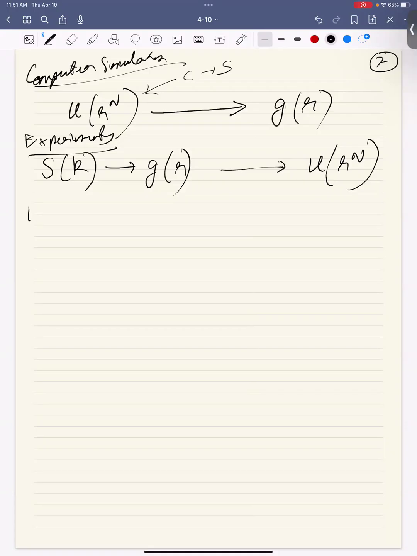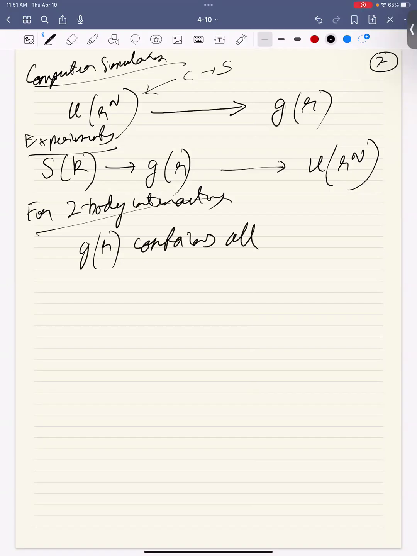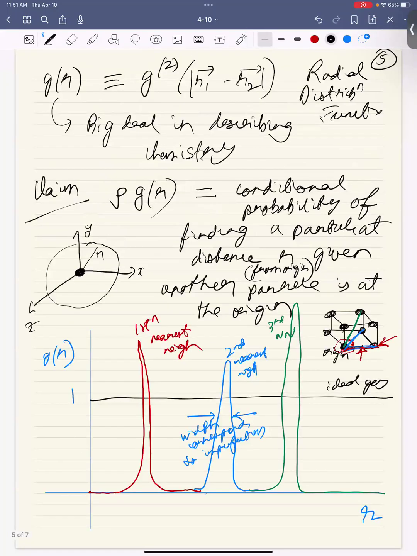So for two body interactions, if a system had only two body interactions, G of R contains all thermodynamic information, which is kind of awesome. And we will get to this later. So in the remaining 20 minutes or so, what I'm going to do is to give you intuition. All of this was on the basis of my claim that rho G of R is indeed the conditional probability. We haven't proven this claim yet, right?